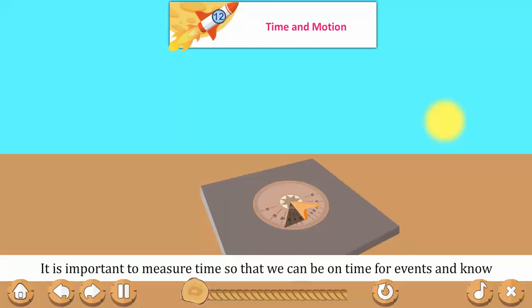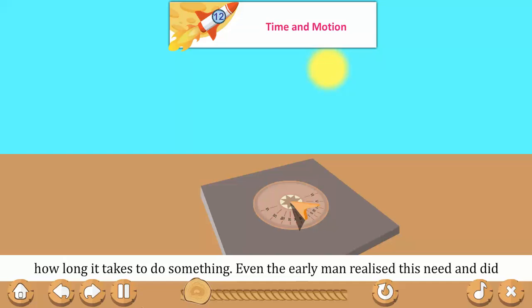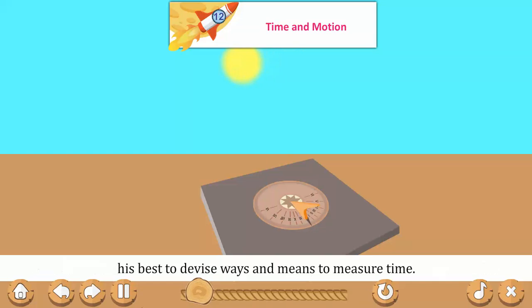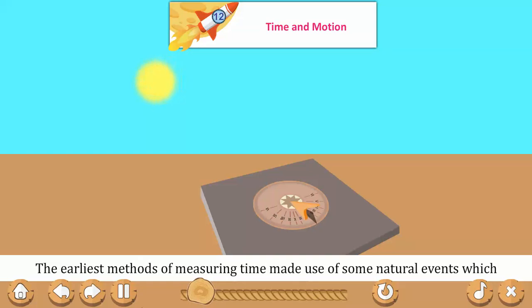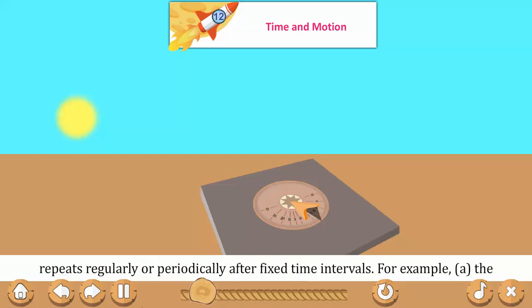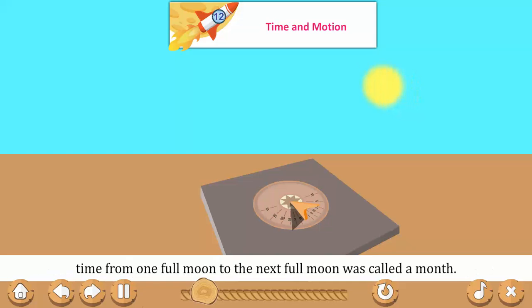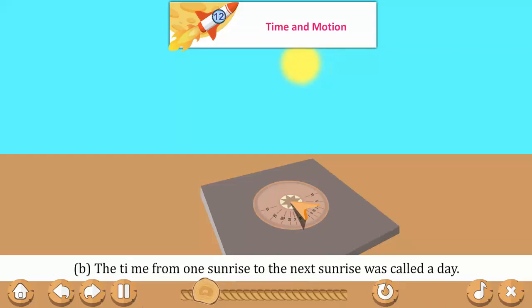Measuring time. It is important to measure time so that we can be on time for events and know how long it takes to do something. Even the early man realized this need and did his best to devise ways and means to measure time. The earliest method of measuring time made use of some natural events which repeat regularly or periodically after fixed time intervals. For example, the time from one full moon to the next full moon was called a month. The time from one sunrise to the next sunrise was called a day.